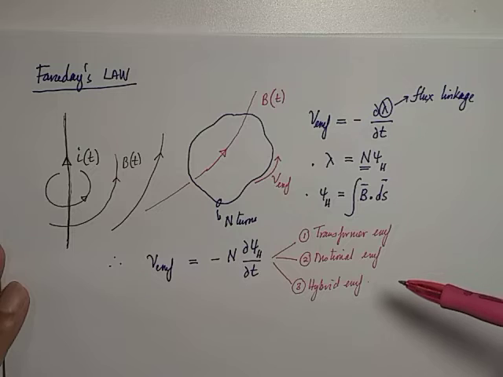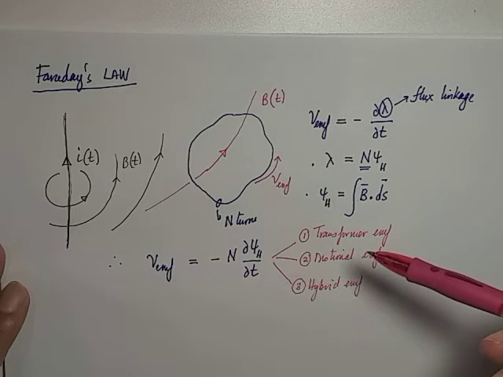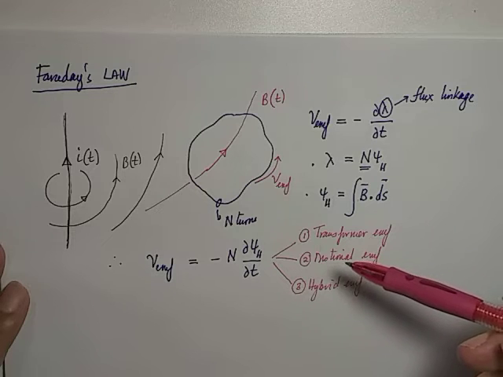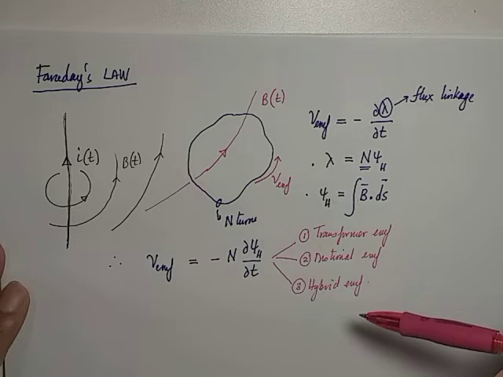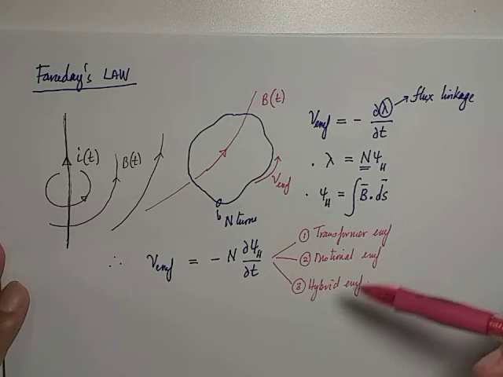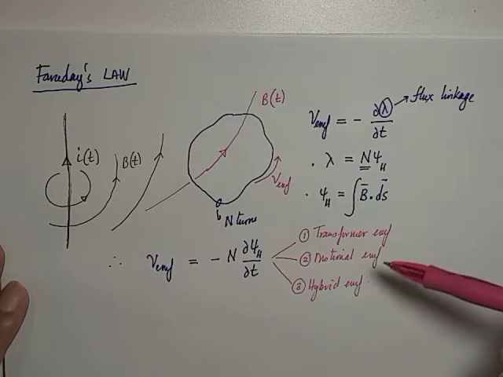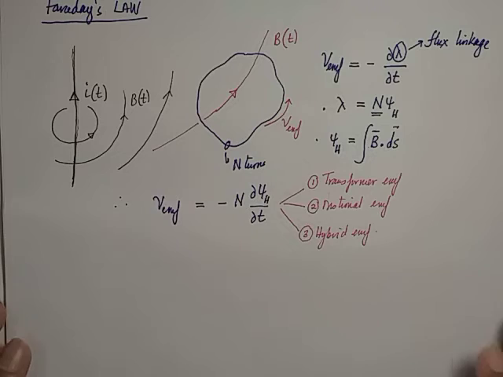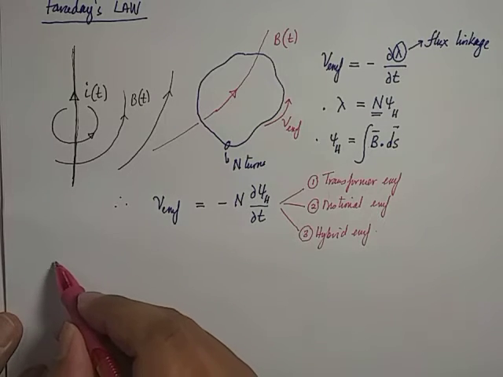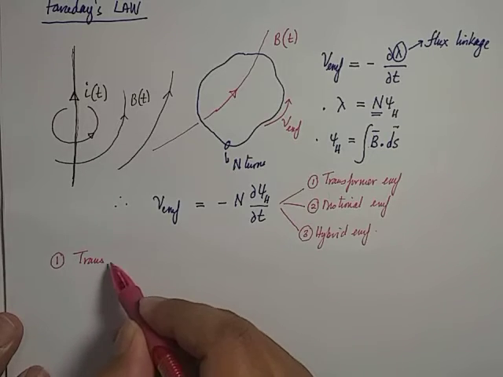So what it meant here, whenever you have to solve a Faraday's law problem, we need to identify whether the problem is categorized as transformer or motional or hybrid, because each type of EMF has its own equation that we can utilize. I'm going to show you later on what I meant by that. So now I'm going to continue talking about the first type, which is known as transformer EMF.